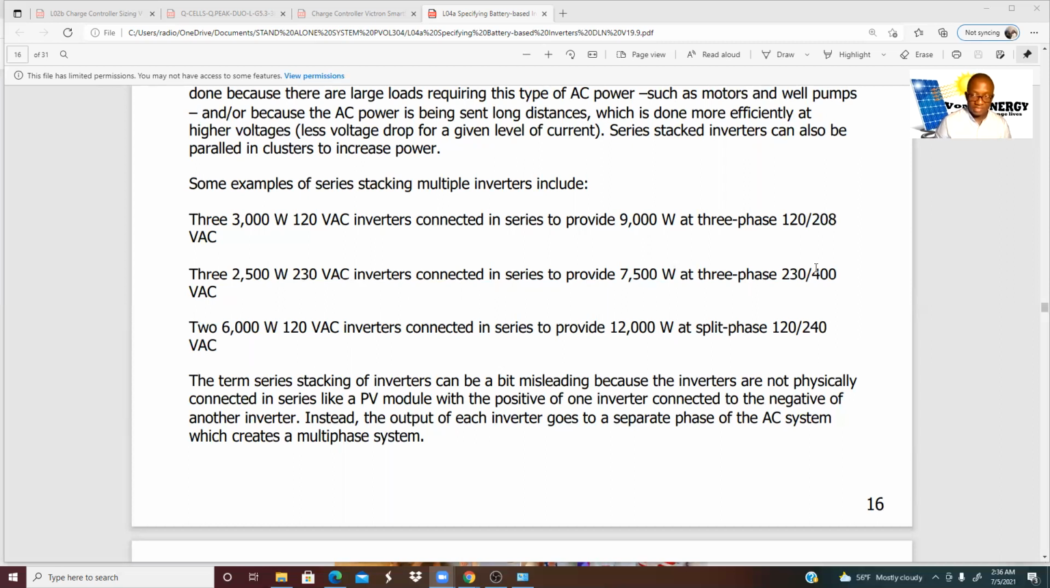So it's a good idea if you are doing a system wherein maybe you're in a compound and the buildings are far from one another. You can pair your inverters in series to increase the voltage. So you notice that the voltage increases from 120 to 208, from 230 to 400, from 120 to 240. The voltage increases. That's what it's saying here.